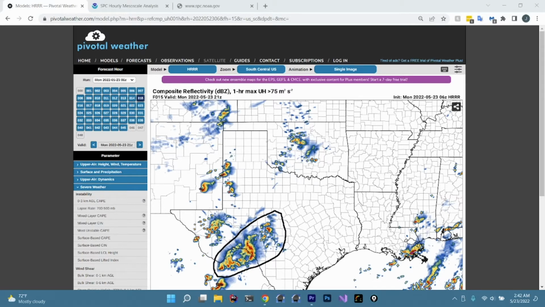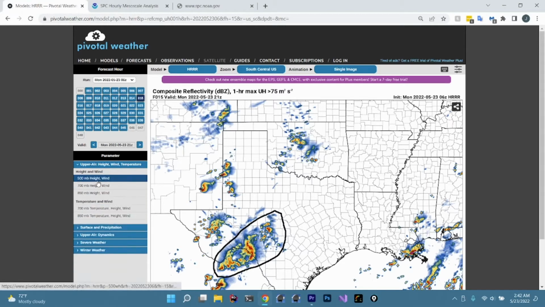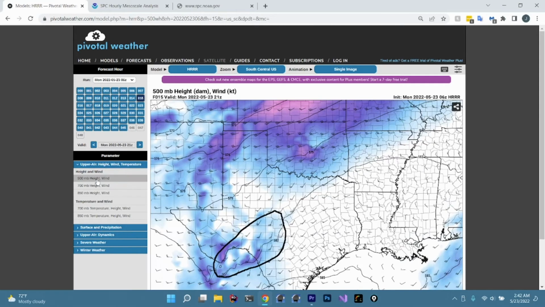Let's go ahead and look at where we would normally start. So let's go to the 500 millibar. And notice what we have here in the 500 millibar. We have this little short wave, which is this line right here. This little short wave is coming out of Mexico, coming into south central Texas. This is providing us our lift, our area of lower pressure that's going to allow these storms to form.